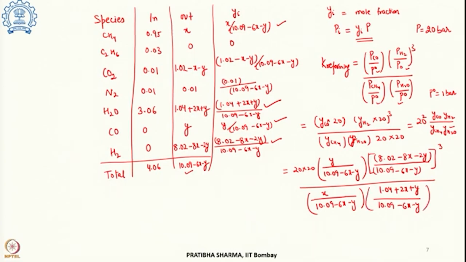This is one equation that we will be getting. We can further simplify it to write this whole cube divided by the denominator x times 1.04 plus 2x plus y and 10.09 minus 6x minus y whole square. So, this is another equation which we have. Let us write it as equation number 4.